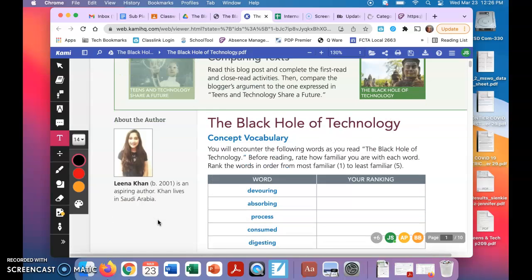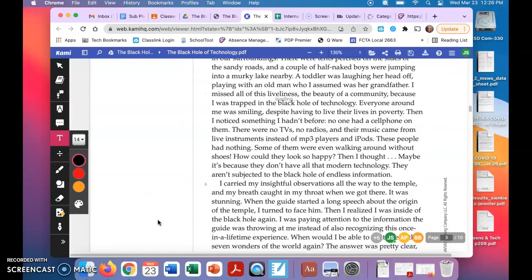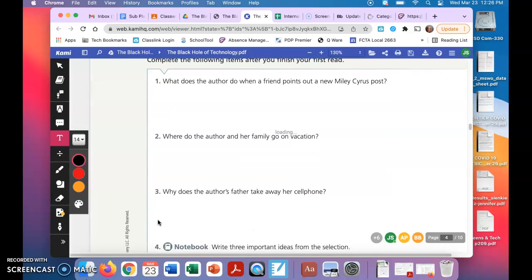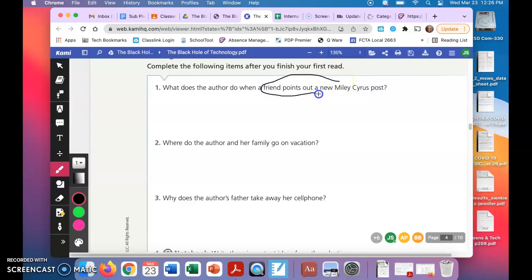So today's assignment, you are going to go to page 217 and you have 3 questions. And in those 3 questions, again, we had marked some keywords. The first one was, what does the author do when a friend points out a new Miley Cyrus post? We had marked this in the question. We had also starred a part in the text for you to go back and look for the answer.